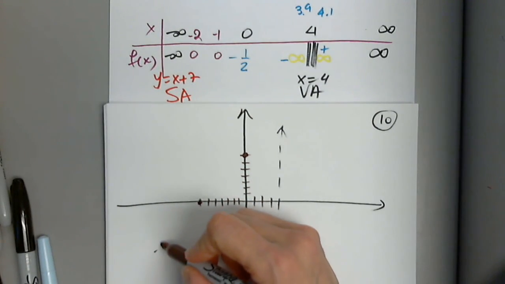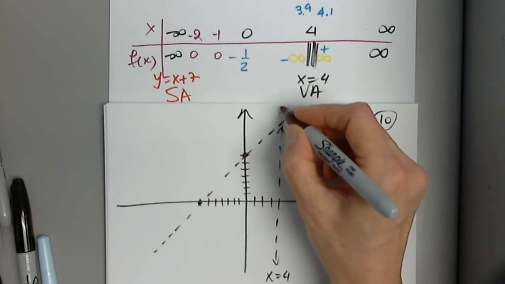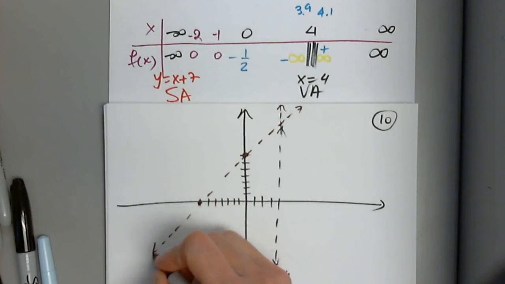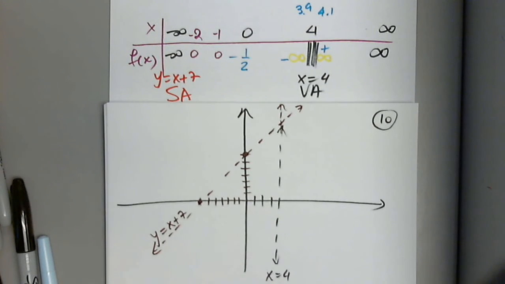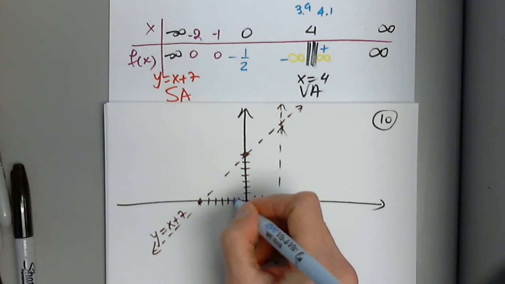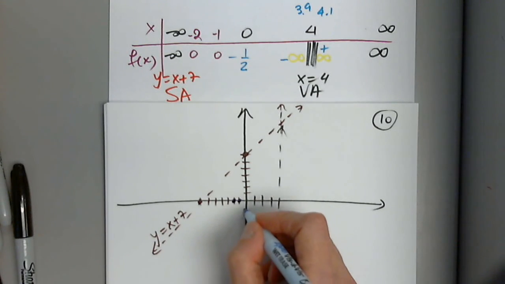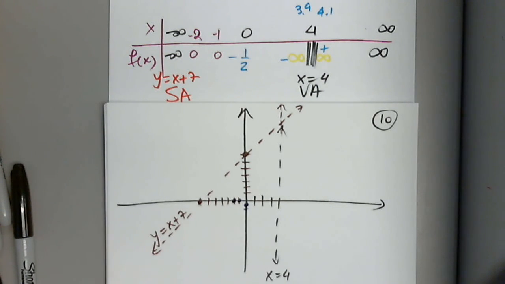Here it is. So this is y equals x plus 7. So now to make sense of the information we have, I graph the asymptotes. I can plot negative 2, 0. I can plot negative 1, 0. I can plot 0, negative 1 half. And that's all I have.